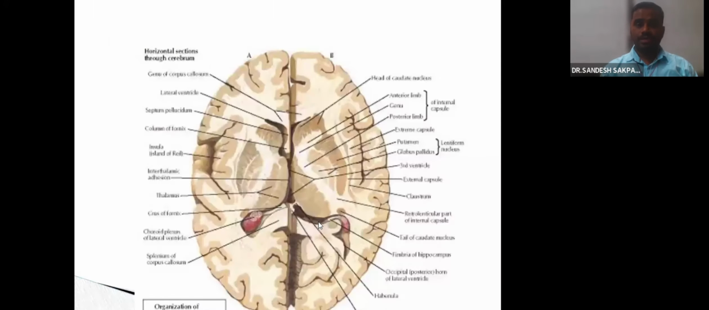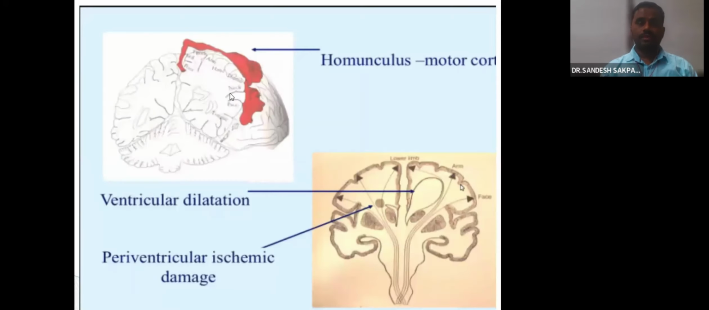So how is it important to know? Take an example, the homunculus representation of the body. So these fibers pass from the different areas to come towards the projection fibers and go down. So beside the ventricle, if there is a dilatation of the ventricle or periventricular ischemic changes, it will damage your periventricular area, mainly the lower limb area.